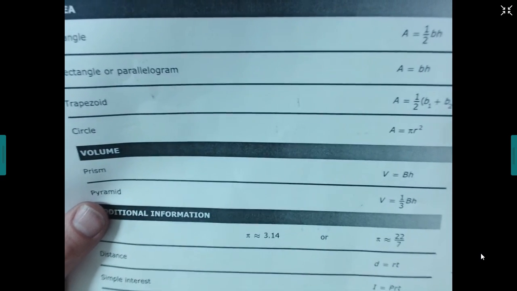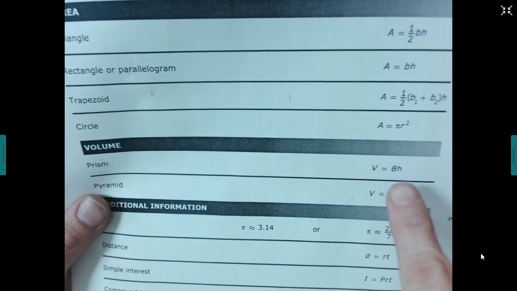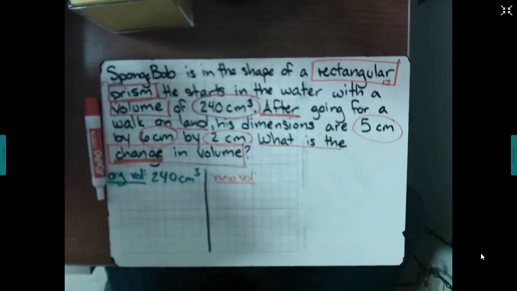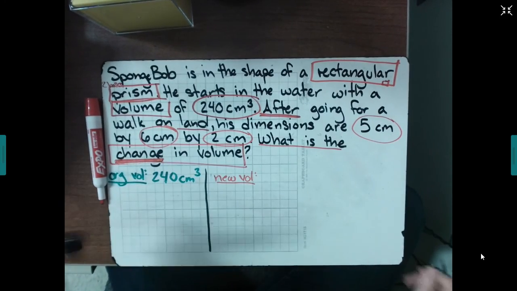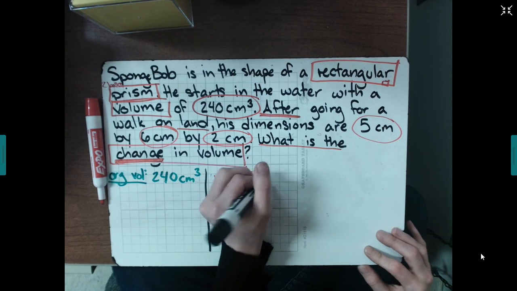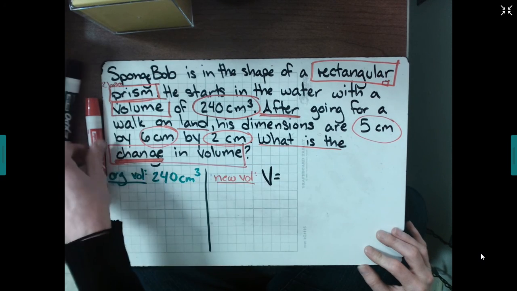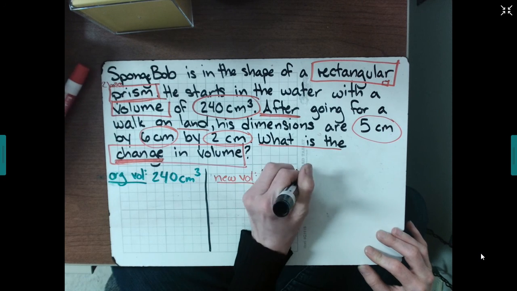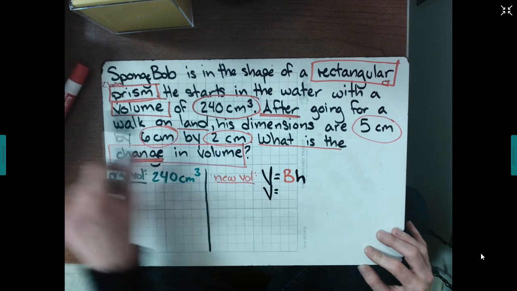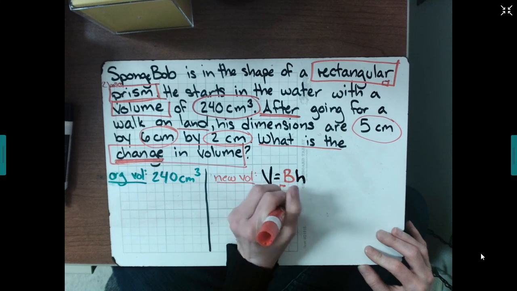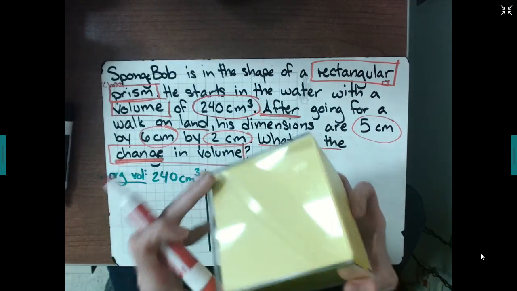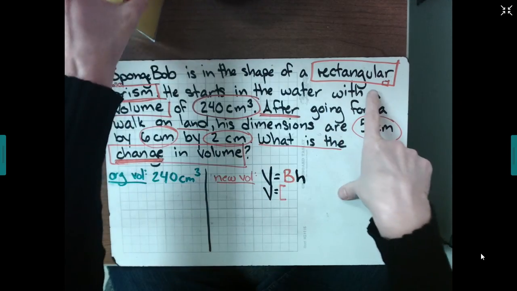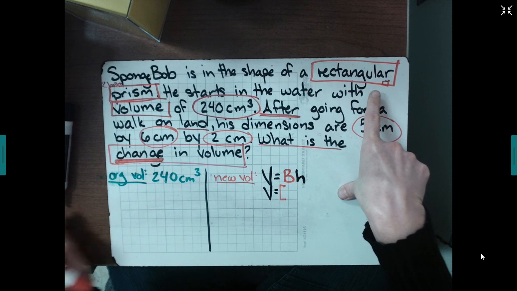So I'm looking for the volume of a prism, which is area of my base times my height, right? Okay. So the volume of a prism is area of my base times my height. Okay, we've done this a few times. My base is a rectangle, right? I know that because of the name of my figure here, rectangular prism.